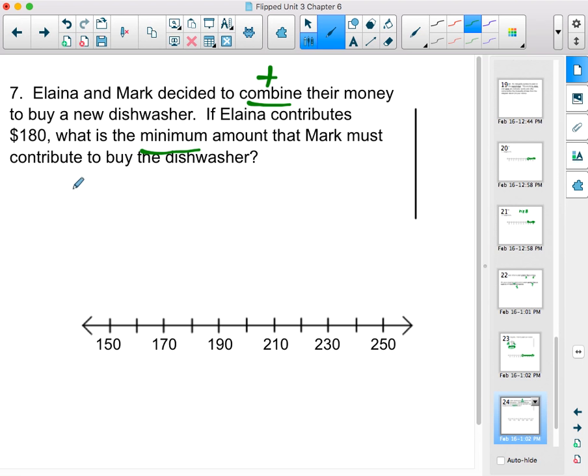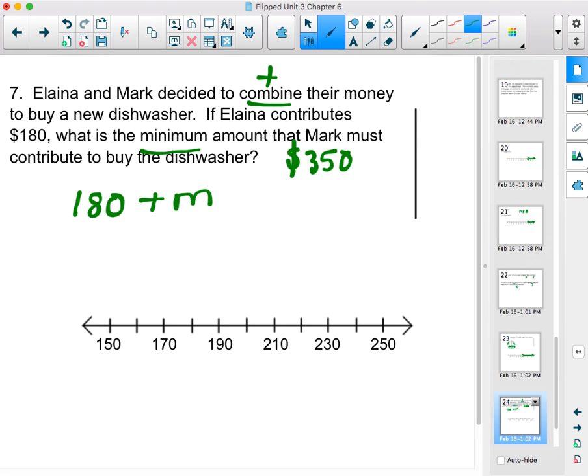So the first thing I'm thinking about is we are combining Elena's money with Mark's money. So Elena is giving 180. Mark is giving some other amount. I'm just going to call that M. And when they add their money together, they need a minimum of $350. I didn't include that in the problem here, but it is in your paper. So they need a minimum of $350.